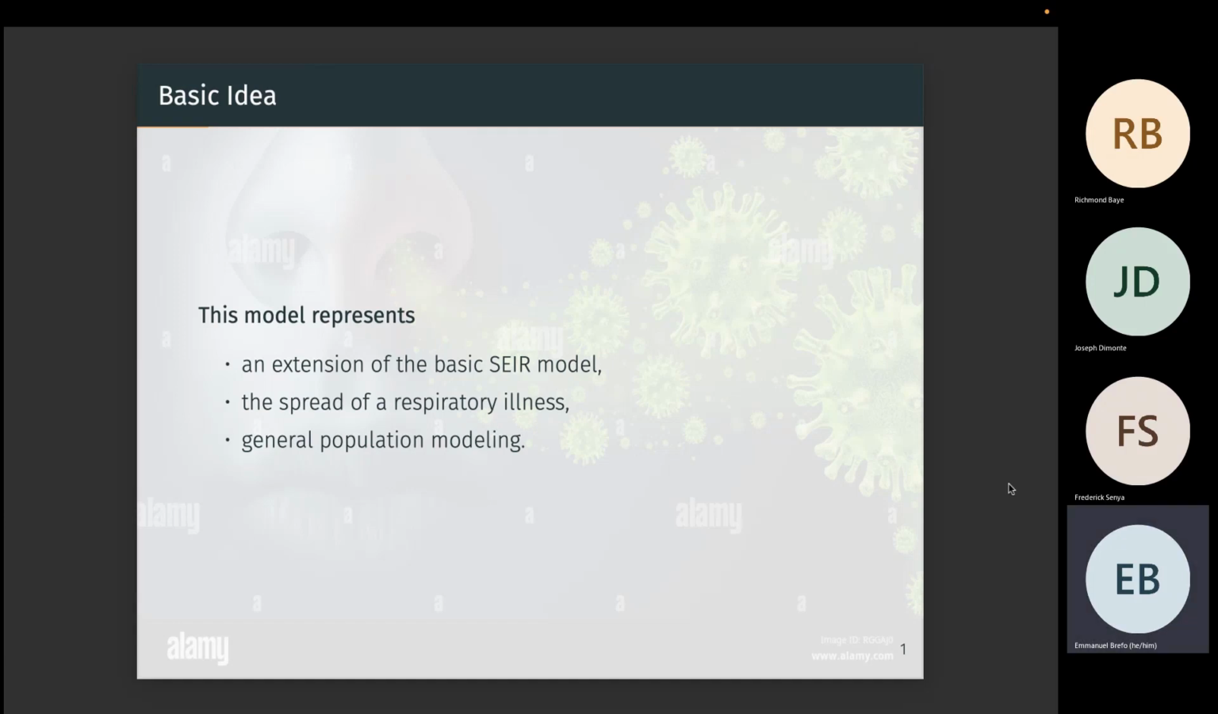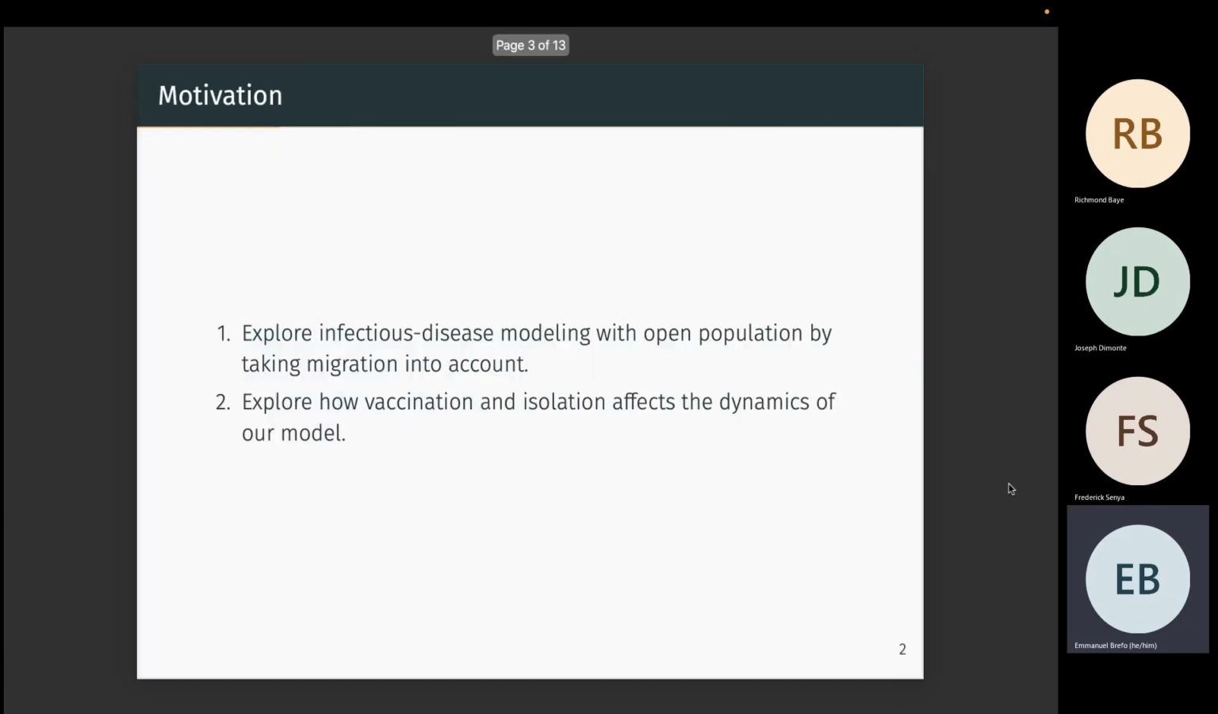We have a couple of motivations about this model. One was to explore infectious disease modeling with open population by taking migration into account. And the second one was to explore how vaccination and isolation affect the dynamics of our model.